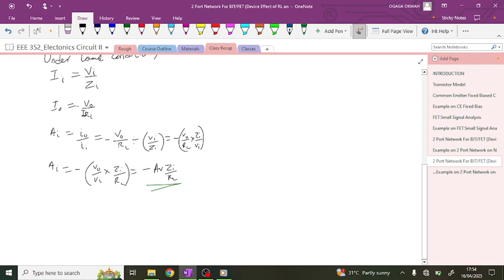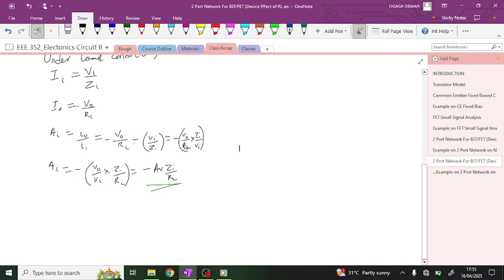Now, this is the last part. Current gain will be what? Output current over input current. In place of output current we have everything here, divided by, in place of input current we have everything here. When you simplify that, you end up with this.